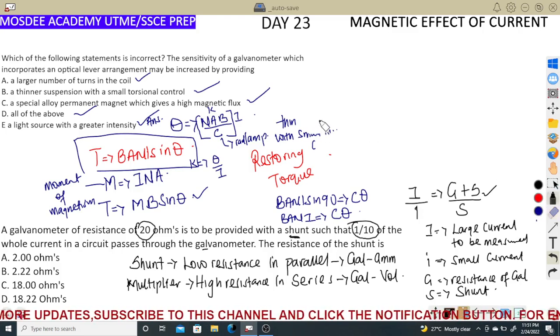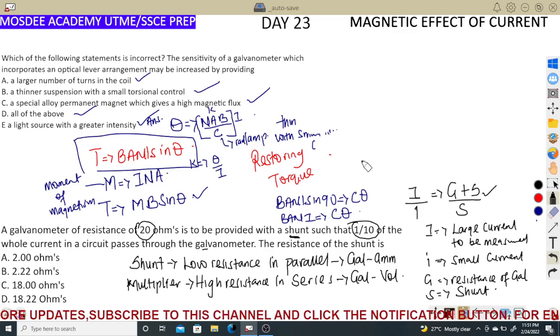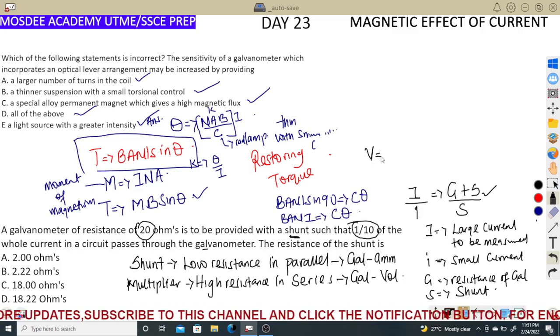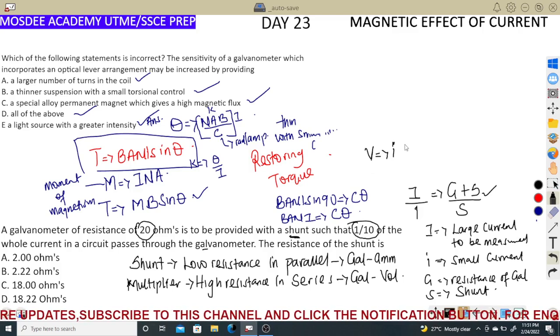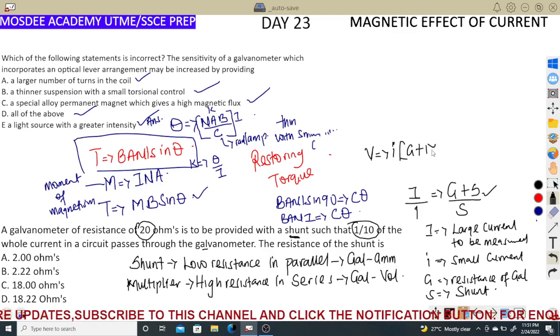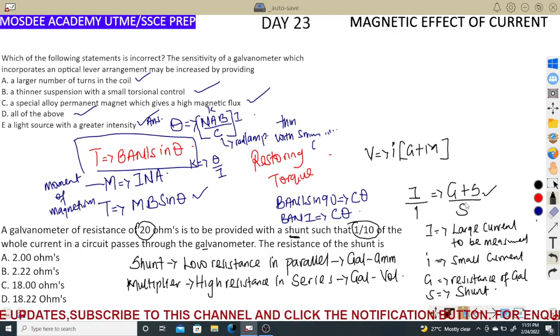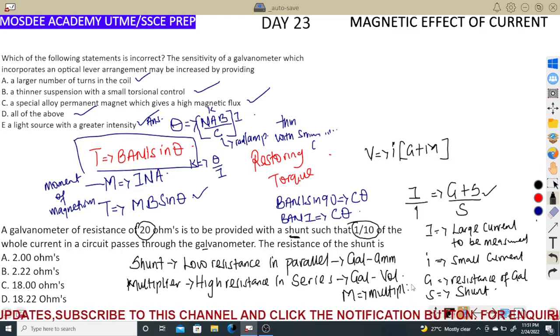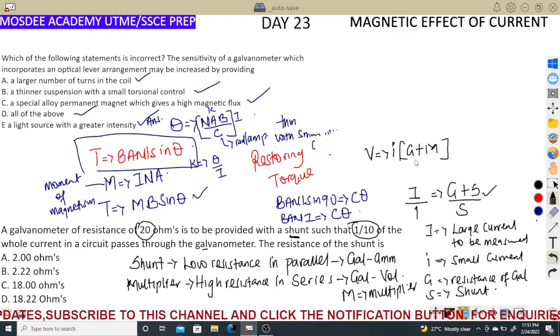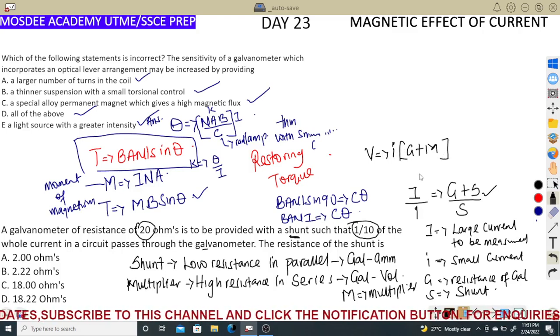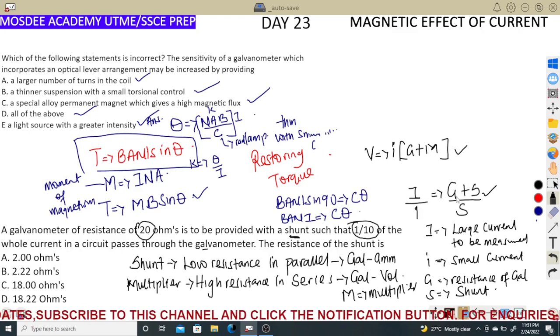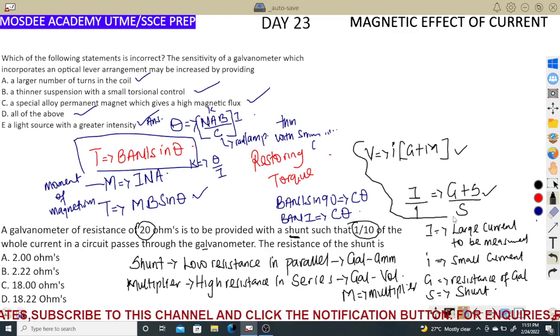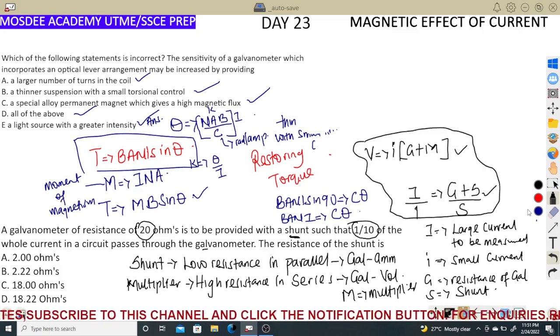If it is a multiplier, use this formula: V equals I open bracket G plus M. Here, M stands for the resistance of the multiplier. Every other thing is the same: this is the small current, this is the galvanometer resistance, and this is the multiplier resistance. These two formulas are important to solve a lot of questions, and we are going to be using them for a lot of questions here.